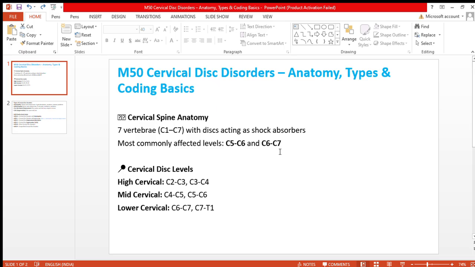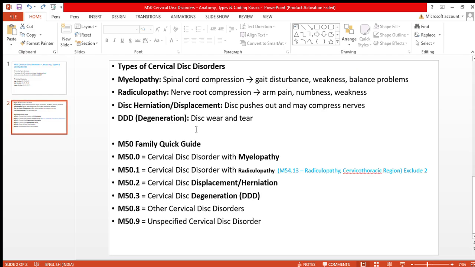As a coder, it is important to identify the disc level documented by the provider because this level can affect the code selection and helps to understand the clinical condition more quickly. Next are the types of cervical disc disorder. When the disc becomes damaged, different conditions can occur.